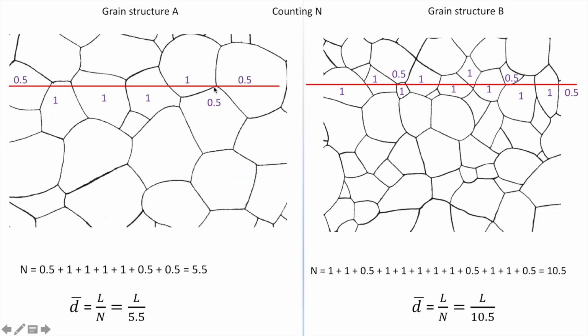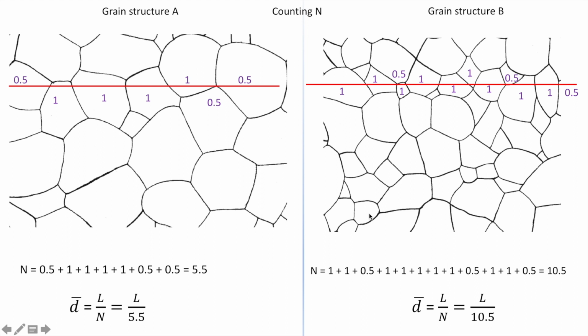So we call that 0.5 for this particular grain here. Now the test line terminates within this grain, so we call that 0.5. It's counted as 0.5. Now if we simply add these up, we come to a situation where the average grain size equals L, the length of the line, divided by N, the number of intercepts, and so we have L over 5.5.